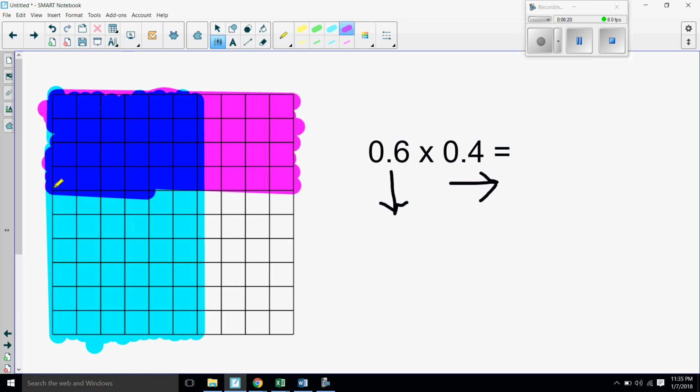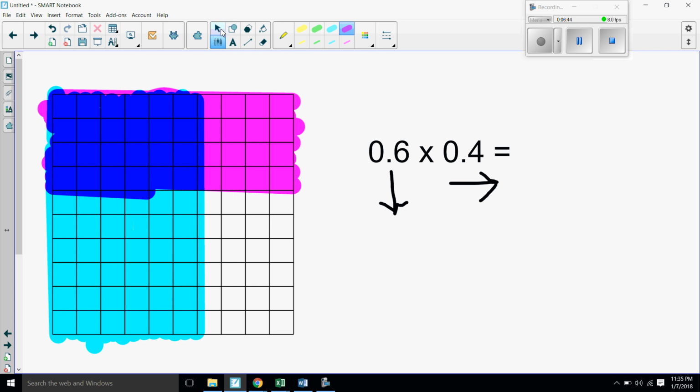And it looks like it turned to some kind of blue or indigo, purple. I don't know what you want to call that. But there you go. So 0.6 times 0.4 or 6/10 times 4/10. And all you got to do is go over here and count them. 1, 2, 3, 4, 5, 6, 7, 8, 9, 10, 11, 12, 13, 14, 15, 16, 17, 18, 19, 20, 21, 22, 23, 24. And that's your answer.